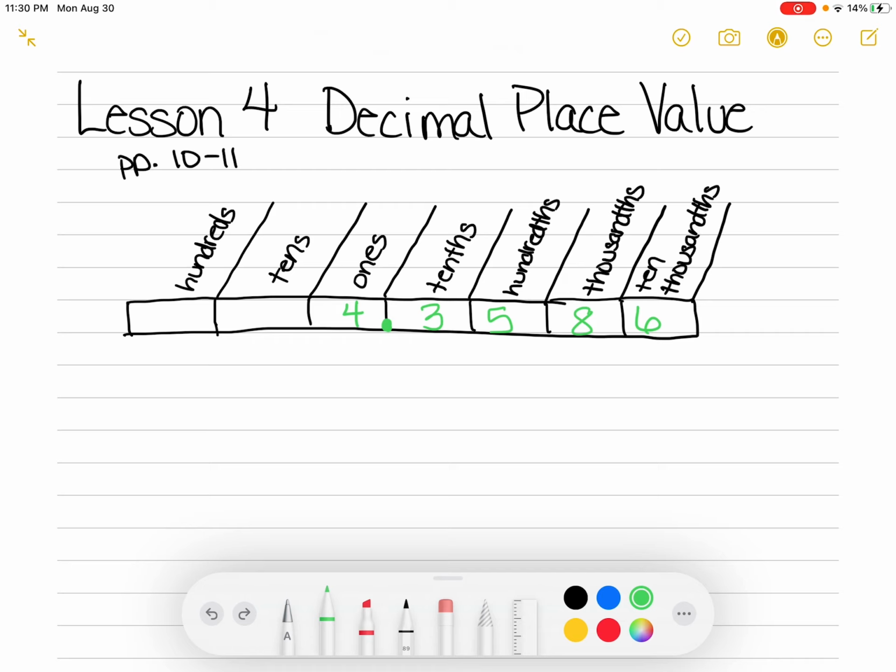Okay, so now let's write down the different forms that we have here. So standard form is just the number, right? So it's 4 and 3,586 10,000ths. Okay, and then next one is fraction form.